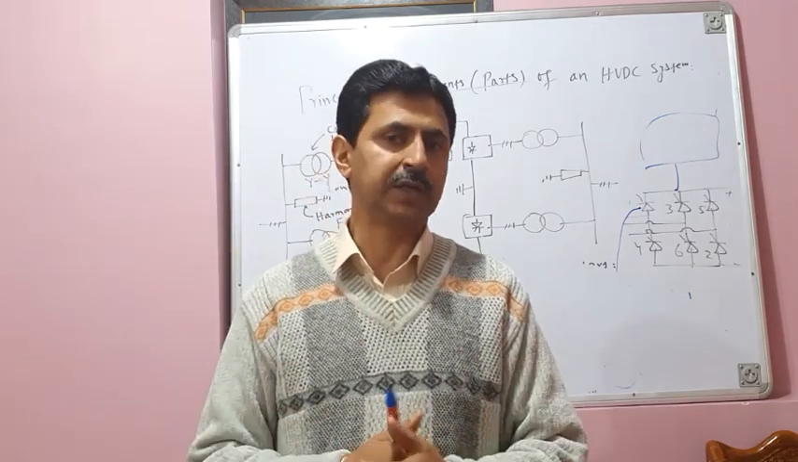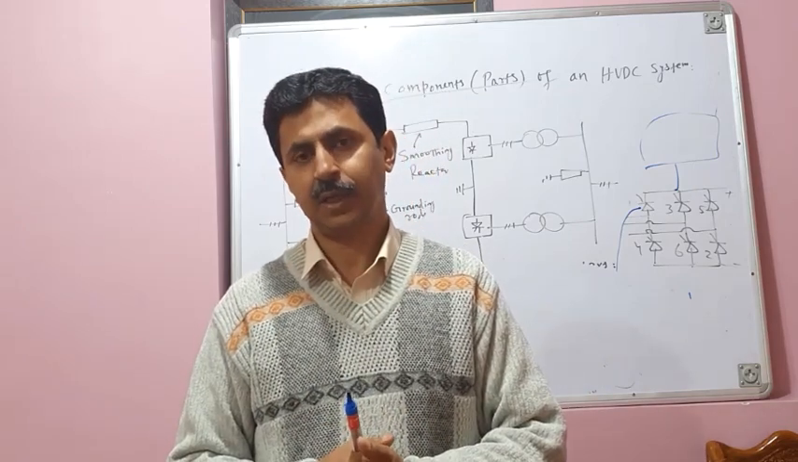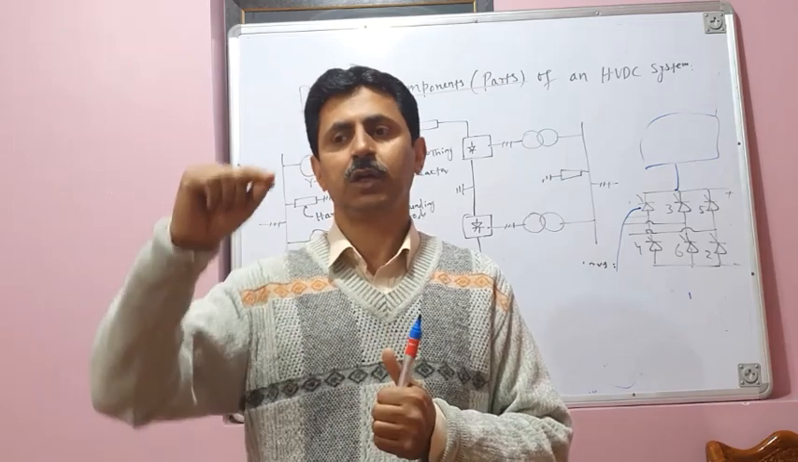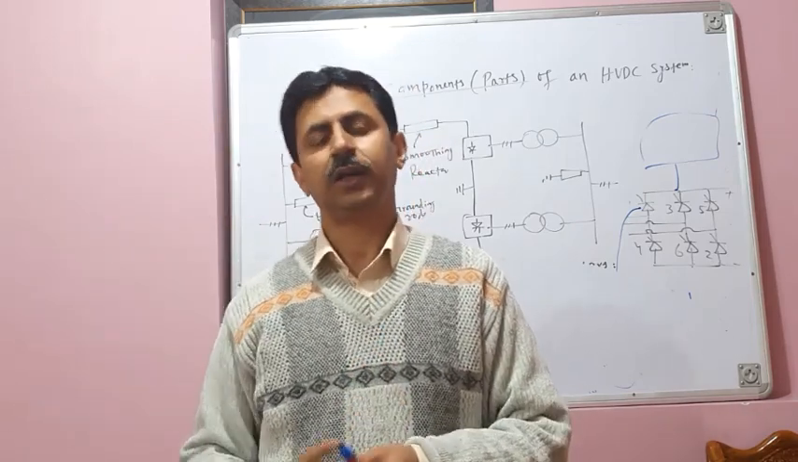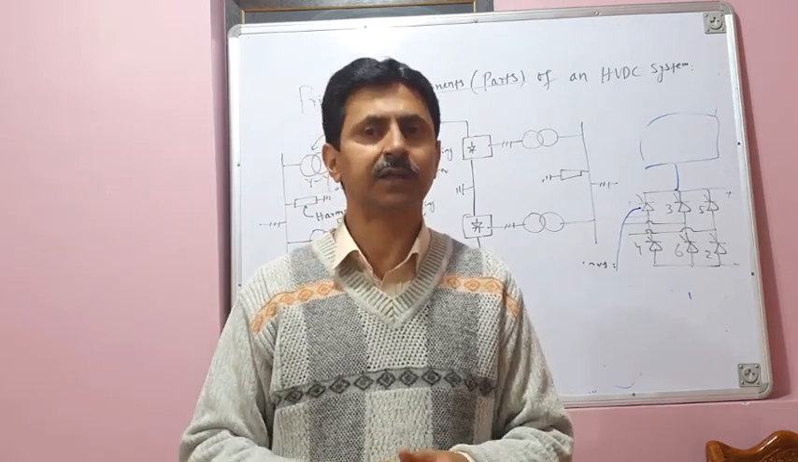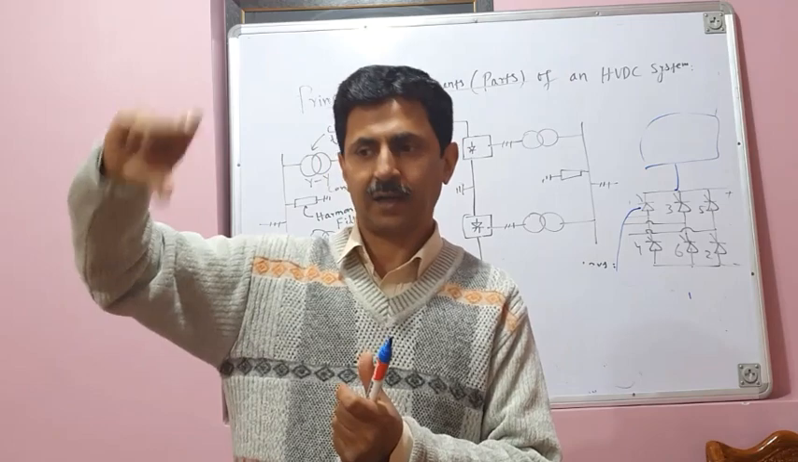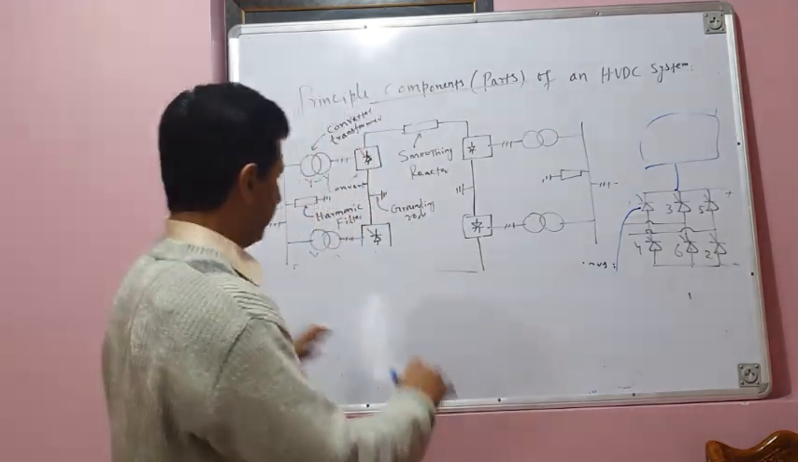And what are the two energy storage elements we generally use, either inductor or capacitor? A converter in which an inductor is used at its DC output becomes your current source converter. And a converter which uses a capacitor across the DC output is called a voltage source converter. And it looks like this.